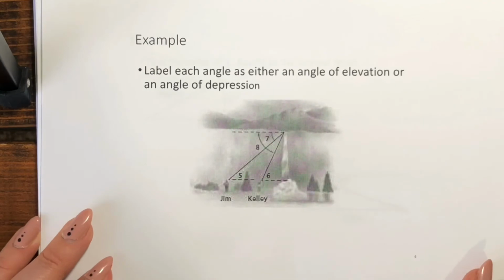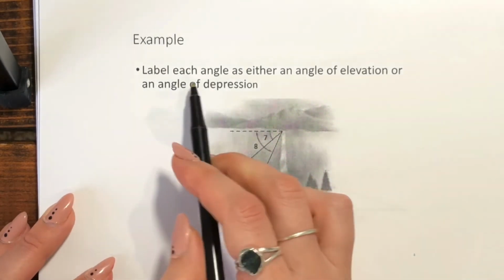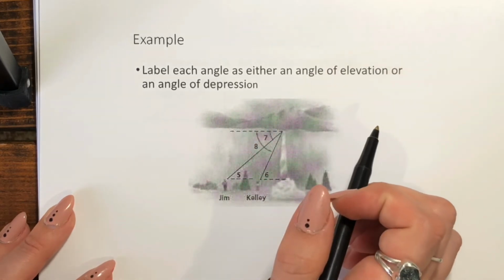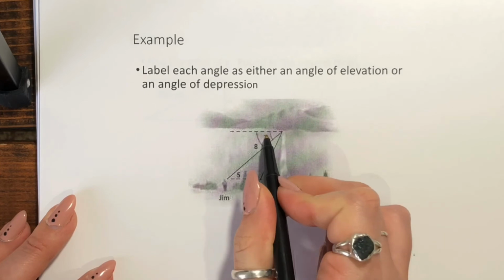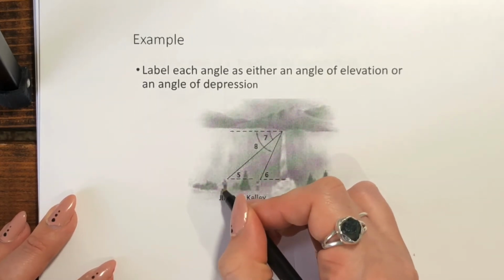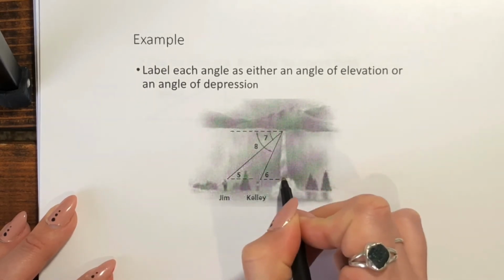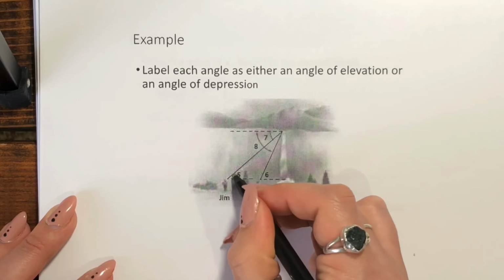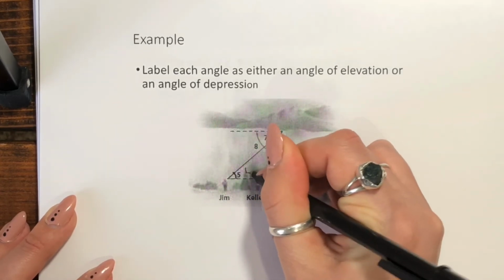So let's look at this example. We're just going to practice labeling them. So it says label each angle as either an angle of elevation or an angle of depression. And we have this angle 5, angle 6, angle 7, and angle 8. So angle 5, I've got a little Jim here. His line of sight would be going straight out, and then it's looking up to something. So this one would be an angle of elevation. I'm just going to put an E by it.